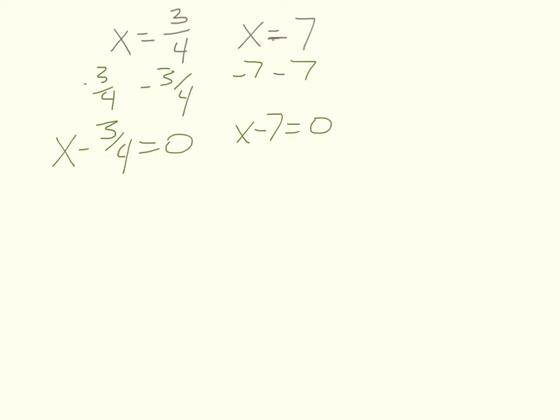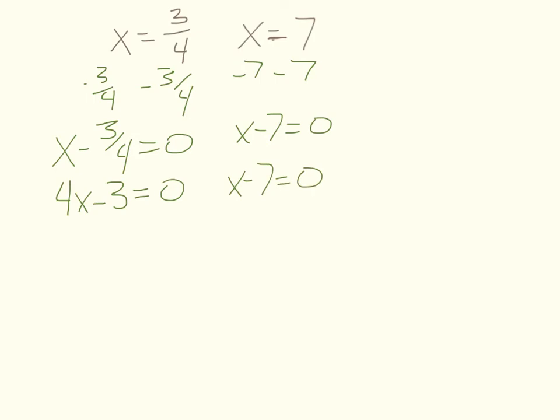You can leave this alone, but if you just want to deal with integers, what you can do is multiply both terms, all three terms really, by 4, by whatever the denominator is. And so you would have 4x minus 3 equals 0, and you'd still have x minus 7 equals 0.